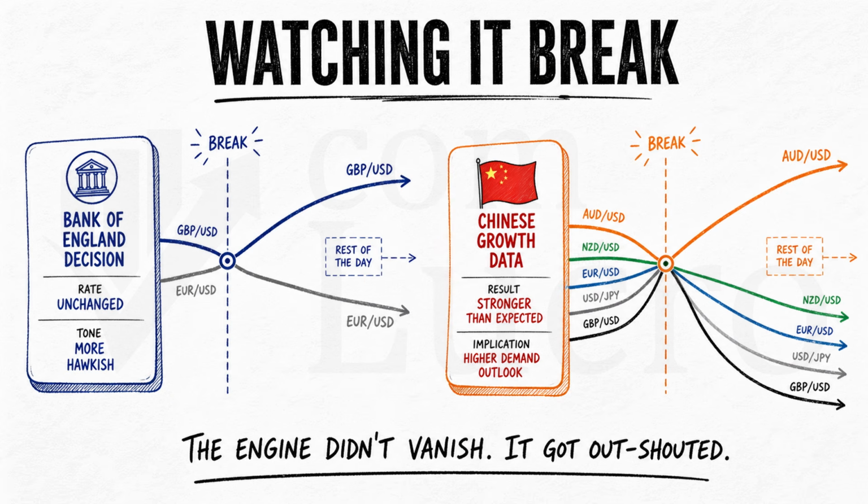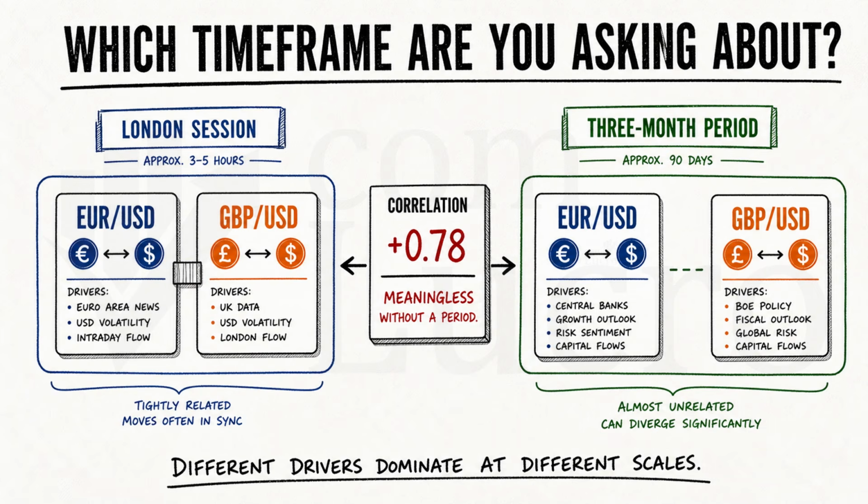The shared engine hasn't disappeared, it's just been outshouted by something closer to home. It also depends completely on the time frame you're looking at. Two pairs can be almost glued together inside a single London session, and then look nearly unrelated over 3 months, because different drivers dominate at different scales. So a correlation figure you read somewhere is meaningless until you know what period it was measured over.